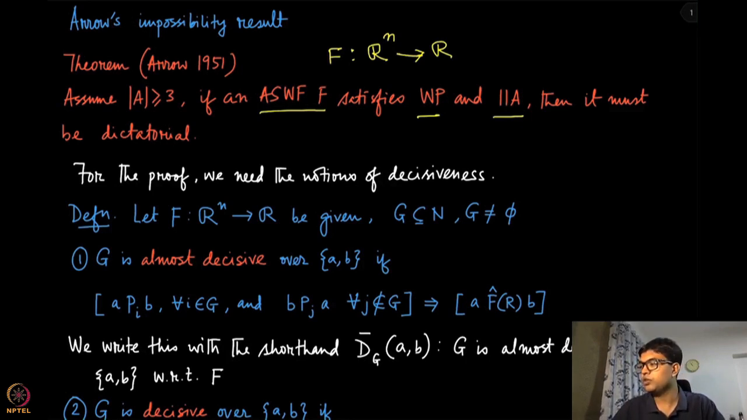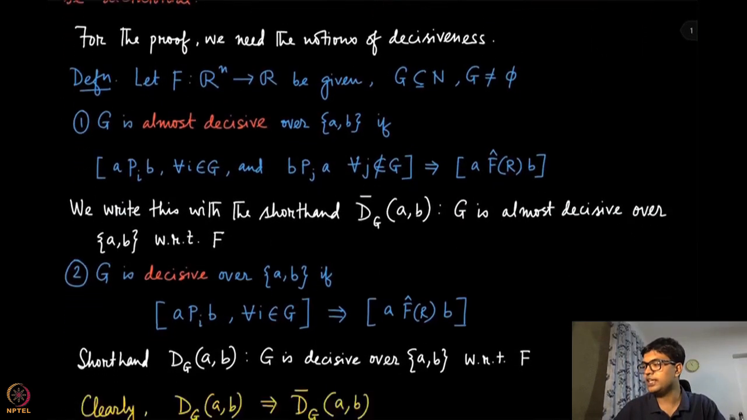So you can imagine that out of these n agents, there is a group of agents who are ranking a specific pair of alternatives, let's say A and B, in a specific way, and that ordering is being reflected when you look at the final ordering given by this Arrowian social welfare function. So that is the intuitive notion of decisiveness. Let us make it formal.